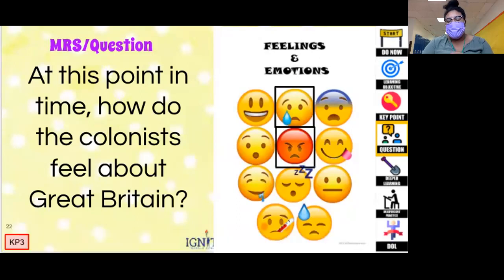The emoji I would have selected was the angry one. If not the angry one, I would accept the sad one as well.